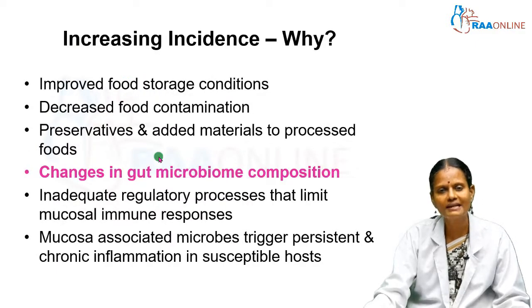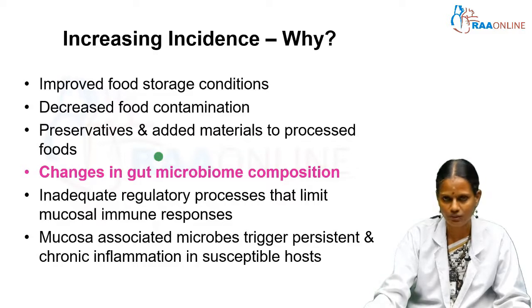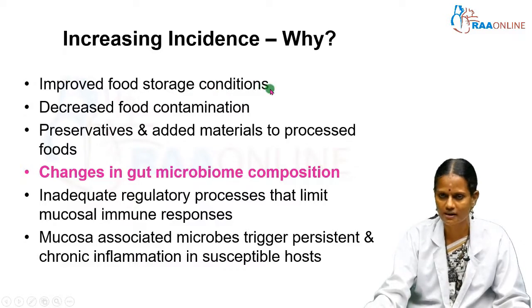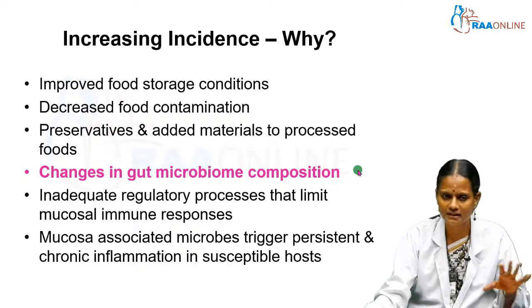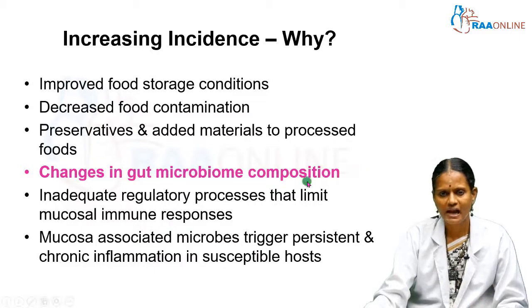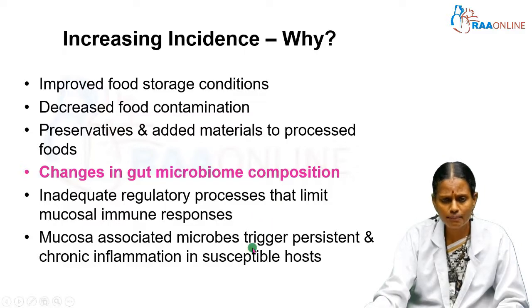So what are the reasons for the increasing incidence of inflammatory bowel disease around the world? Improved food storage conditions like the invention of refrigerators and other methods of storage of food, decreased food contamination, and increased preservatives and added materials in processed foods. The main etiology is changes in gut microbiome composition, that is, the gut microbial flora is altered. There are inadequate regulatory processes to limit mucosal immune responses, and that leads to increased inflammation. These mucosa-associated microbes trigger persistent and chronic inflammation in genetically susceptible hosts.